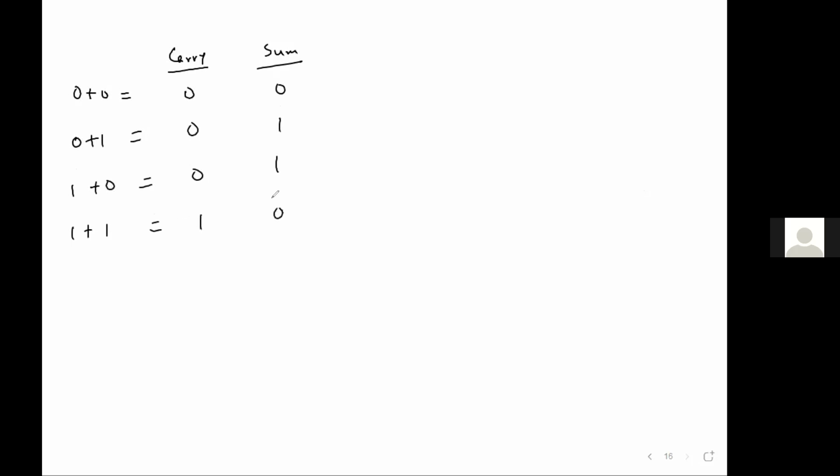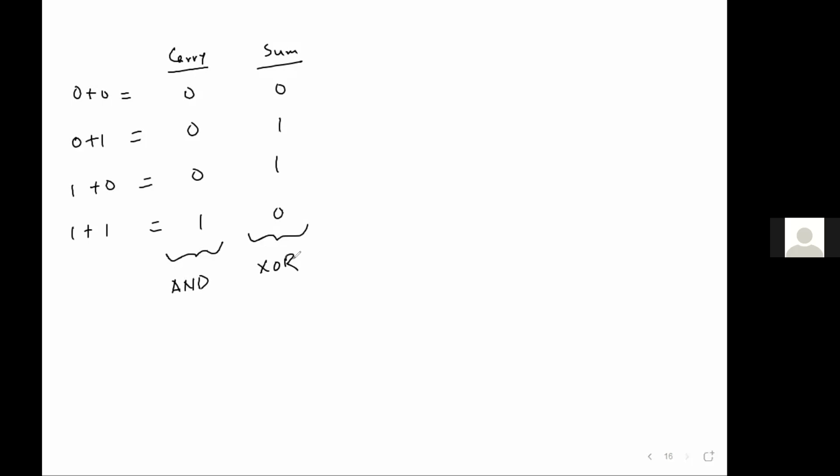All right, tell me, the output of carry looks like which gate? Assume these are inputs. AND gate. Carry, I'm asking. AND gate, sir. Exactly. Carry is AND. See, 0 and 0 is 0, 0 and 1 is 0, 1 and 0 is 0, 1 and 1 is 1. And what is the sum? It's XOR gate. Yes, sir. Exactly.